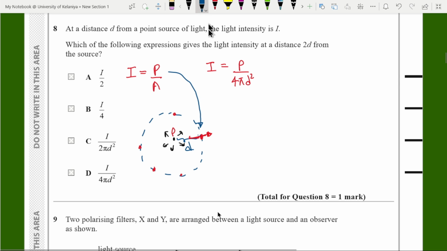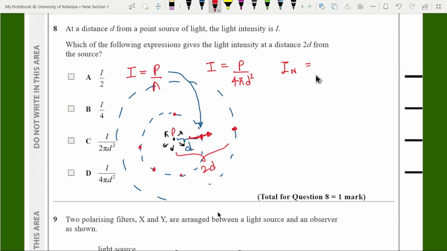Then if you are looking at the intensity at a distance of 2D from the point source, suppose you are going to find the intensity here. Now the distance is 2D. I'm calling it the new intensity, and it is equal to P, the same thing. Why? The energy passing through this particular point within a unit time is the same, and it will pass through this point in a unit time too. So there is no change in the power. Now the area has changed, so it is 4 pi 2d square.